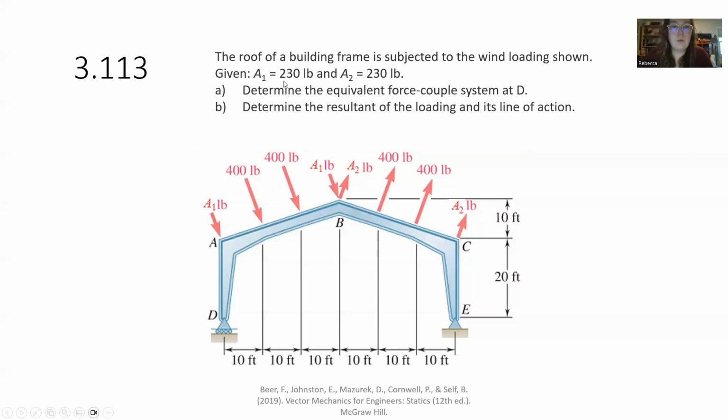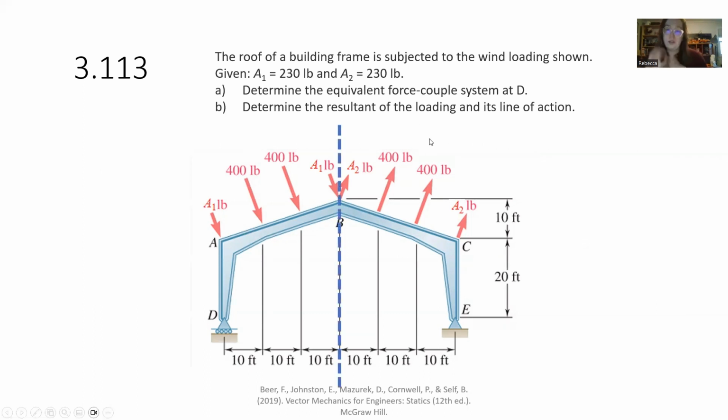We have A1 and A2 both equal to 230 pounds, which makes things a little easier for us. We only have one number to remember. Determine the equivalent force couple system at D. D would be down here. And then determine the resultant of the loading and its line of action.